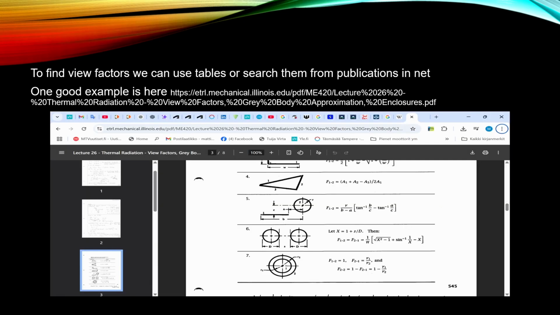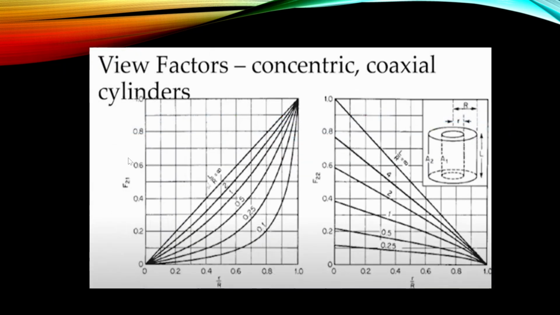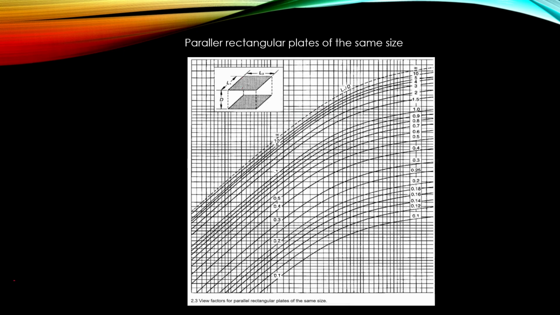To get the view factors we can use tables, or we can search for view factors from publications on the net. Here is a link to a very good example, a publication giving view factors for different geometries. For example, for concentric coaxial cylinders, and for parallel rectangular plates.